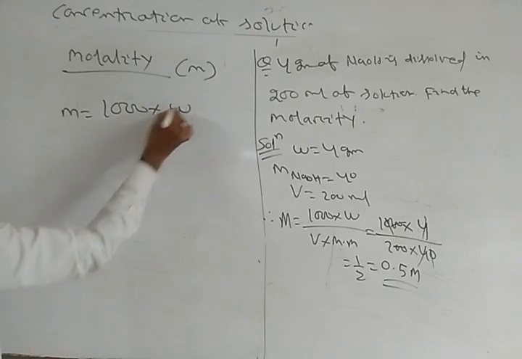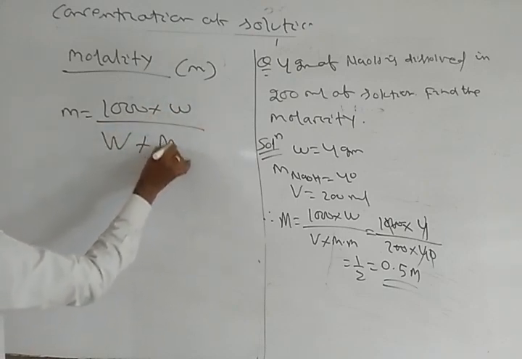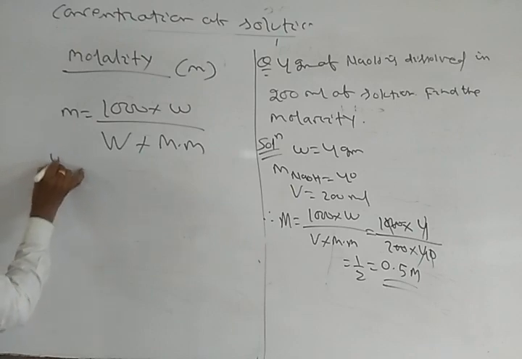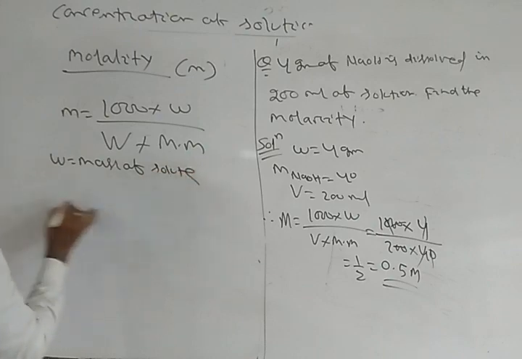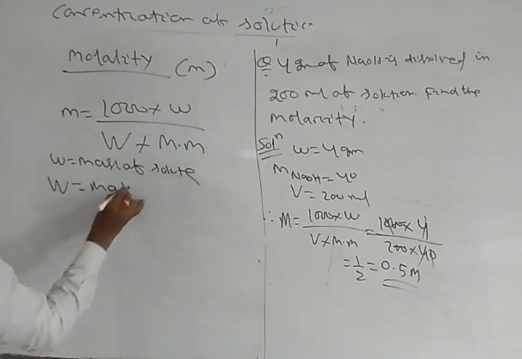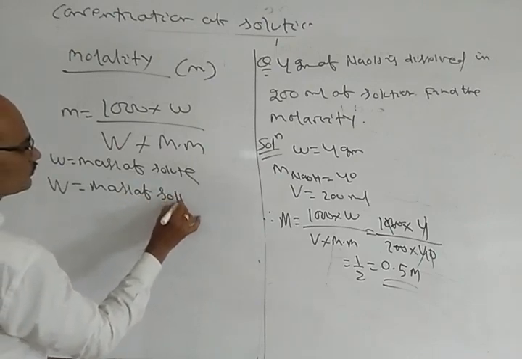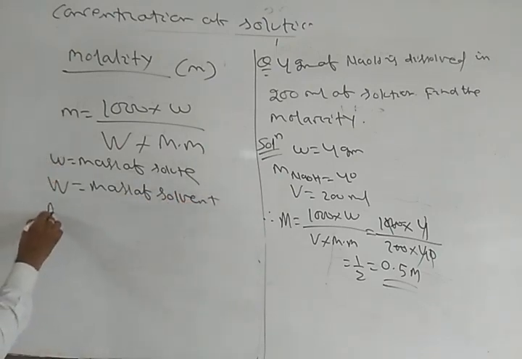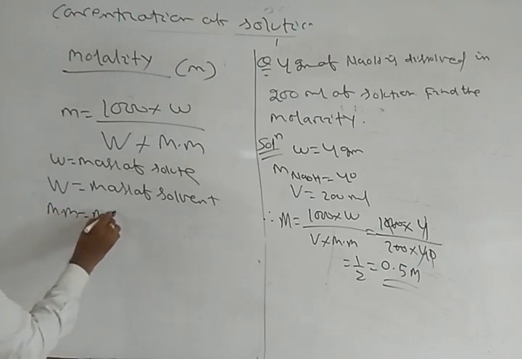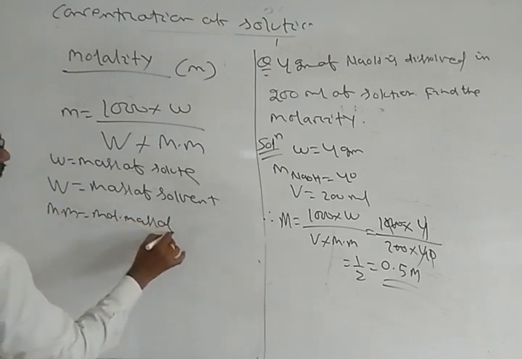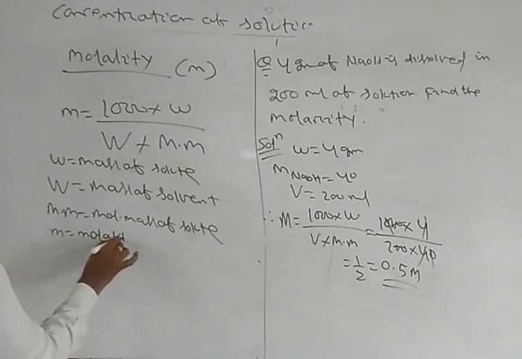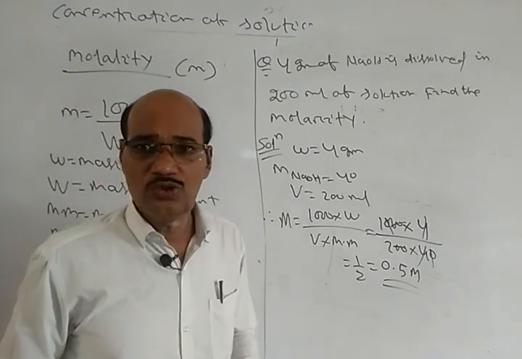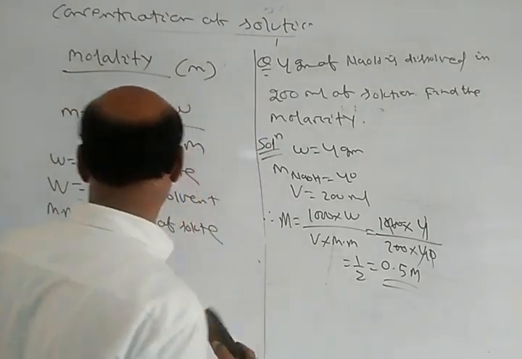So molality m is equal to 1000 into w by W into M. Here small w is the mass of solute, capital W is the mass of solvent, M is the molar mass of solute, and m is the molality. Now let us see how you can calculate the molality.